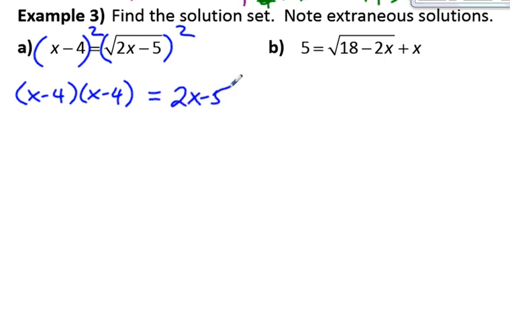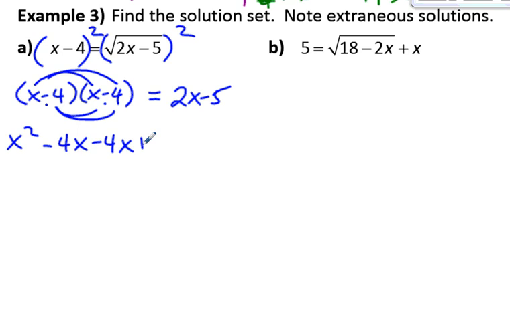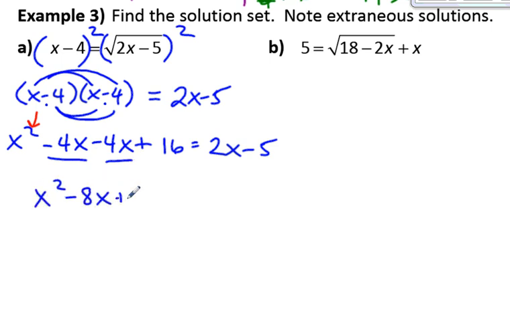Now on the right side, the square root and the squared cancel each other out, so we get 2x minus 5. On the left side, we have to do the double distribute. So we get x squared minus 4x minus 4x. Then be careful, the negative times the negative becomes a positive. 4 times 4 is 16. Before I set it equal to 0, I'm going to simplify my left side by combining like terms. So I have x squared minus 8x plus 16 equals 2x minus 5.